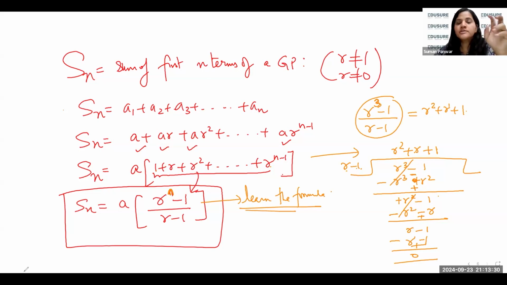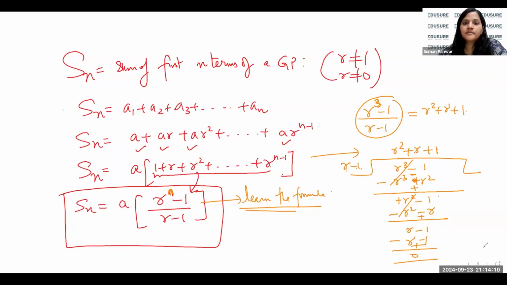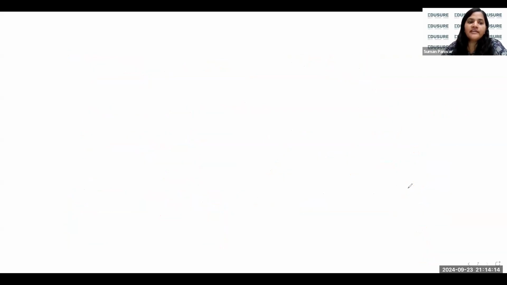Then we have one more formula. So we know that Sn is equal to a(r^n minus 1) upon (r minus 1).